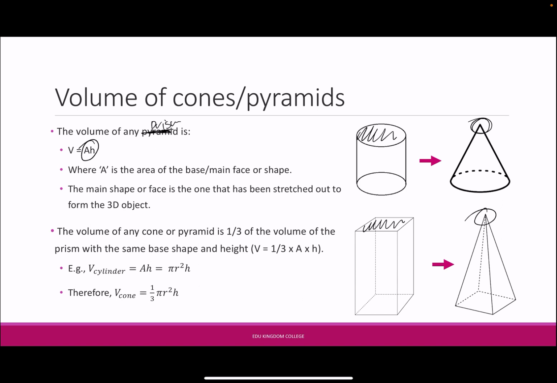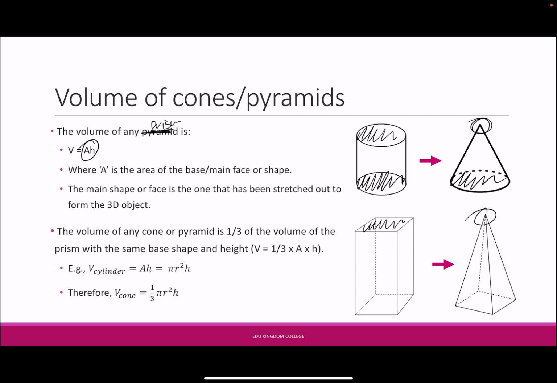In the case of a cone or a pyramid or a pointy ending object, it has a corresponding prism. What that means is that there's a prism with the same base shape and also the same height. For example, this cylinder has a circle, and this cone also has a circle. But the base shape has to be of the same area, otherwise it's not the matching prism.